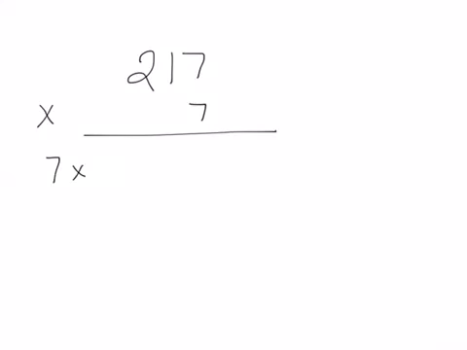Our problem is going to be 217 times 7. When we go through and think of 217 times 7, we're going to be looking at 7 groups of 200s, 7 groups of 10s, and 7 groups of 7s. So 7 groups of 200s would be, any answers? Peyton? 1,400.